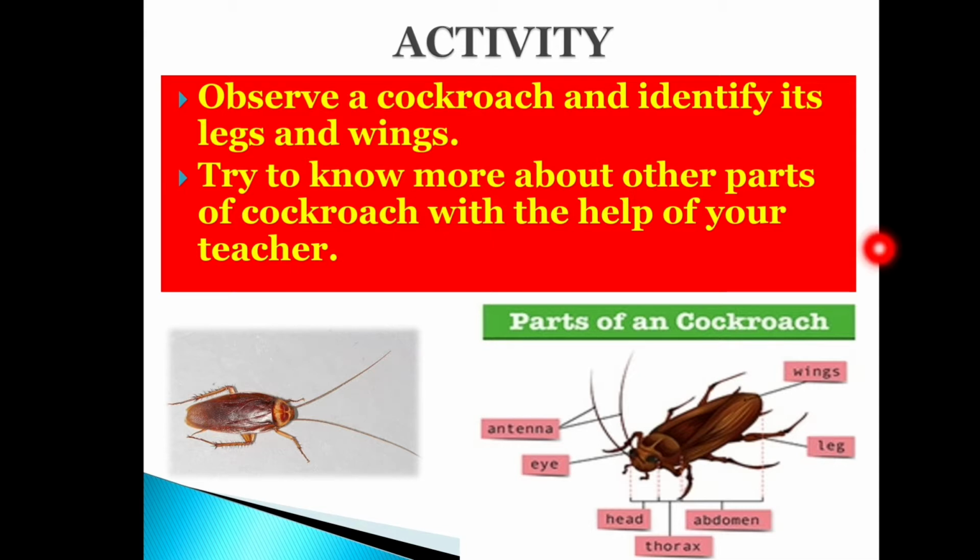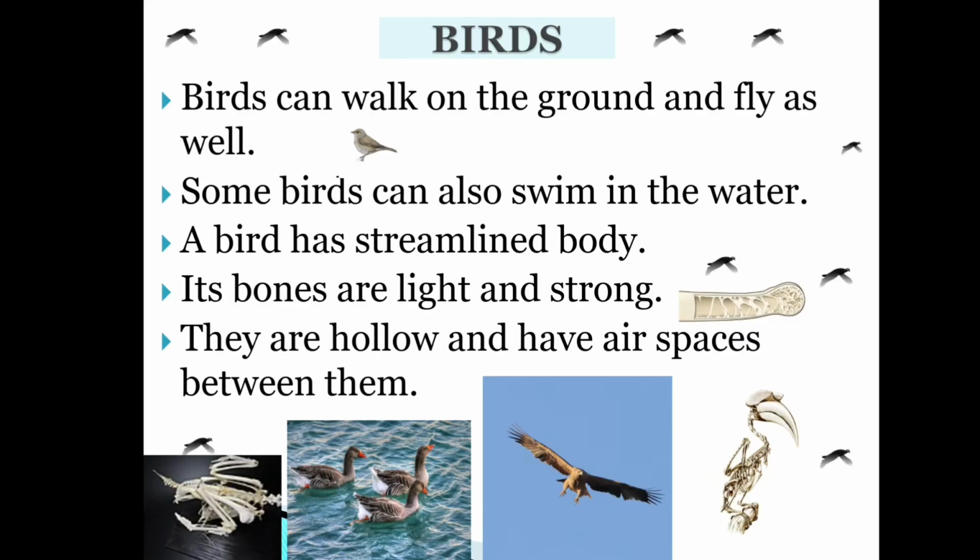So you can see here, we have the wings, and this part is called the antenna, and this is the eye, and the stomach part is called the abdomen, and here we have the head and thorax, and here we have the leg. So these are the different parts of a cockroach.